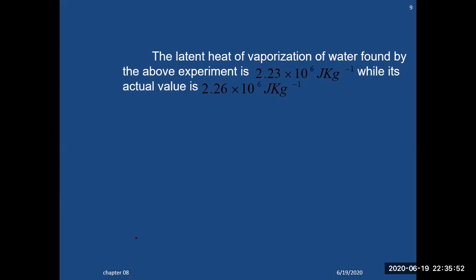The latent heat of vaporization of water found by the above experiment is 2.23 multiplied by 10^6 joules per kg, while its actual value is this one, 2.26 multiplied by 10^6.